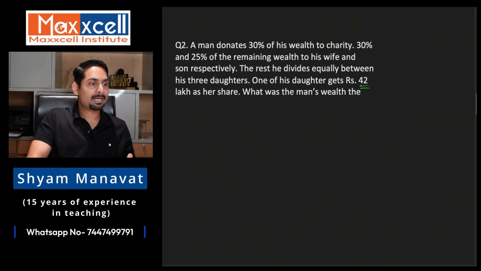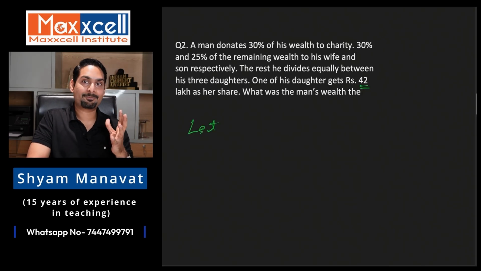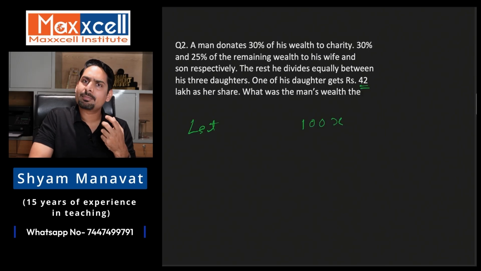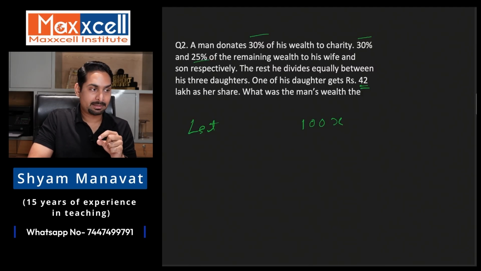Now, but still, I will assume, what do you need to assume here? You need to find his wealth. So we have to assume his wealth. Instead of assuming x, I will assume 100x. Why 100x? It will give me ease of calculation, 30%, 30%, 25%. Still the starting values are in terms of percentage. It will give me ease to calculate these percentages. That's why instead of assuming x, I am going to assume 100x.